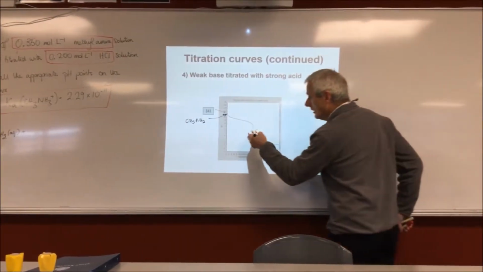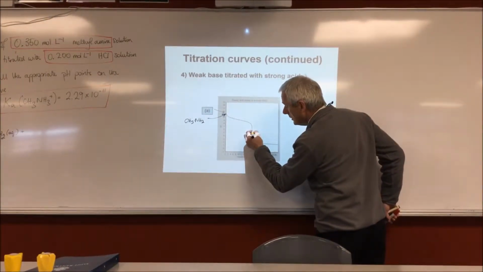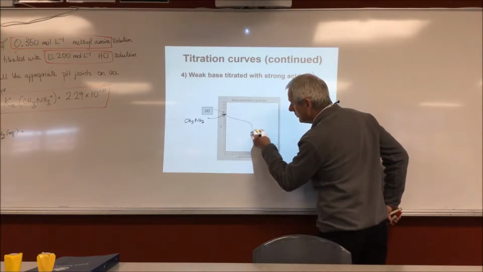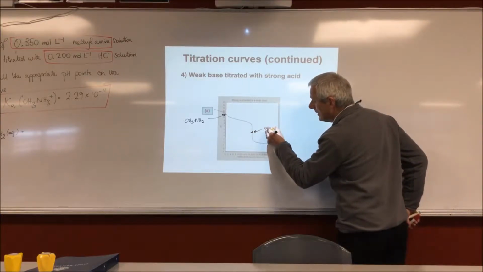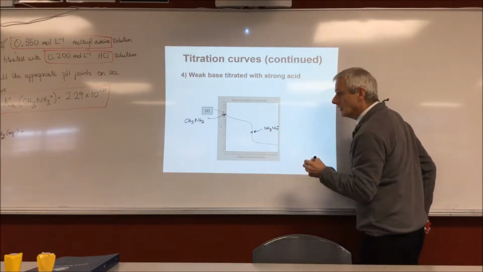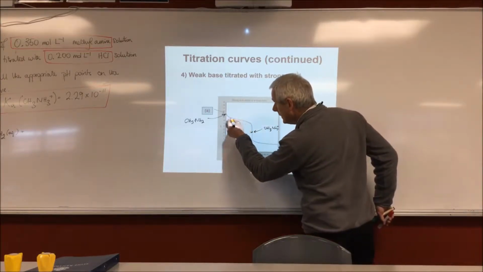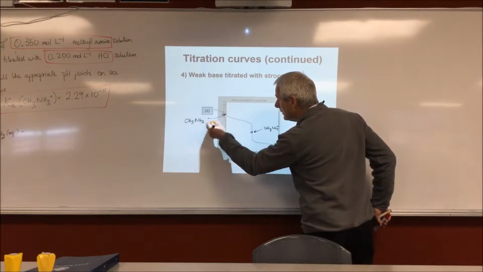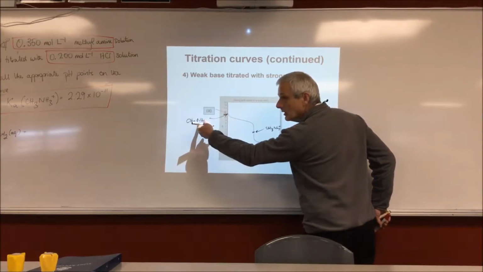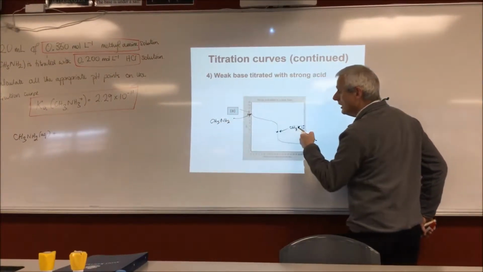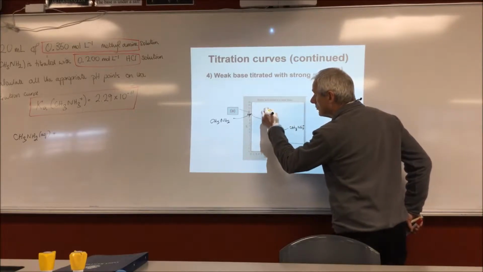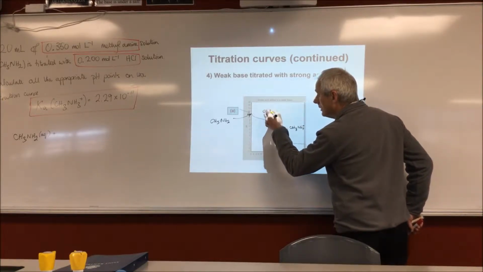At this point here, where we've got to the equivalence point, the only thing we'll have here is CH3NH3+. When we're halfway, what we're doing is going through from the weak base to its conjugate acid. So we've got a mixture of the two. So this is going to be our buffer zone.